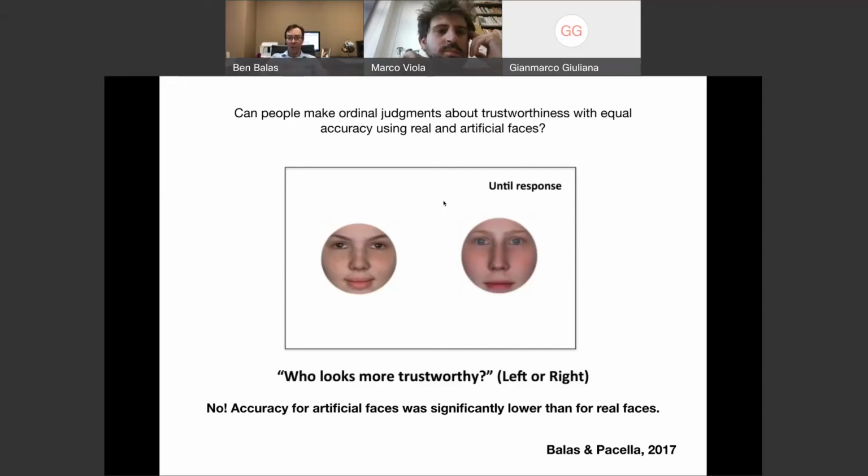Accuracy in this task, the who looks more trustworthy experiment, was significantly lower when faces were artificial than when they were real. So again, this shows you that making faces look computer generated or artificial does something to disrupt the way you estimate these social variables. In particular, it makes you less efficient or just less accurate at distinguishing between a trustworthy face and a less trustworthy looking face image.